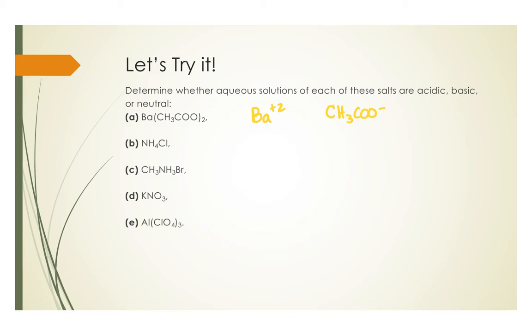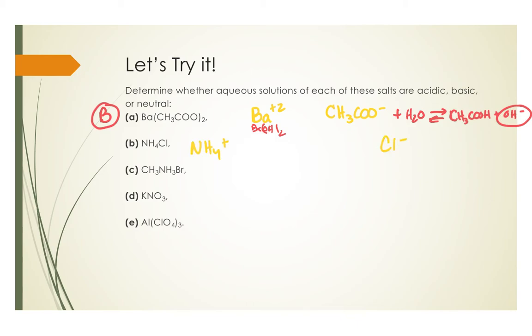And so if we think about this, barium's conjugate would be BaOH2, which is a strong base, so there's going to be no effect there. The conjugate of CH3COO minus is going to be a weak acid, so this will react with water to form acetic acid and OH minus, right? So in other words, this will produce OH minus ions. So this one here is going to be basic. All right, let's take a look at the next one.